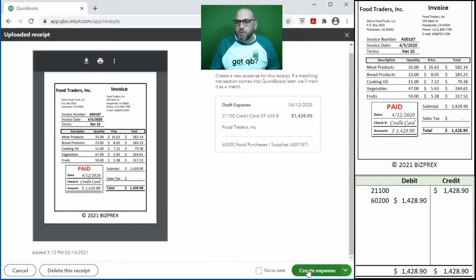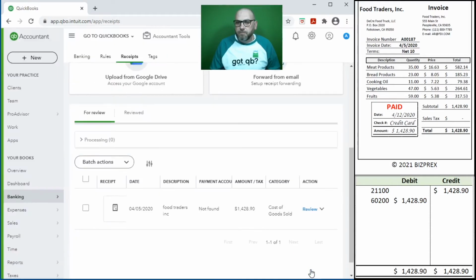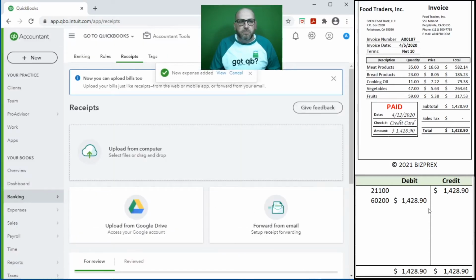All right, create expense. Everything looks fine. Again, see these accounts, they're showing up right here. It's important to understand that you have this amount right here, right? But it is both. It's a debit to account 6200 and it is a credit to account 21100. All right, and here it is. We booked that one.